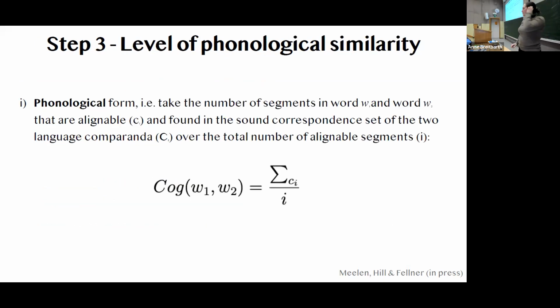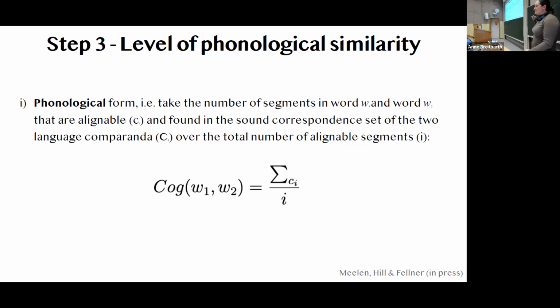So the phonological form can actually be computed quite straightforwardly. You have two words, and you take the number of segments in the word and compare that, and the ones that you can align at least, that are alignable, and then found in the sound correspondence set of the two language comparanda, over the total number of alignable segments.